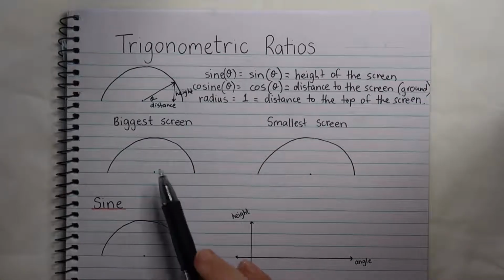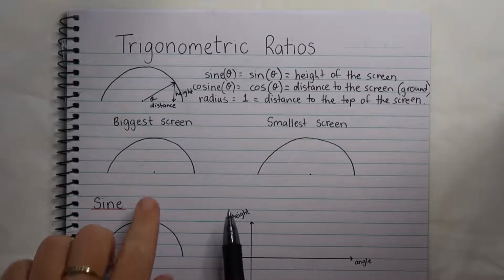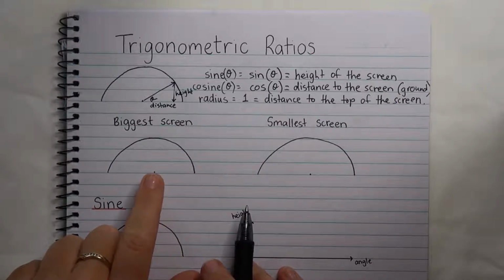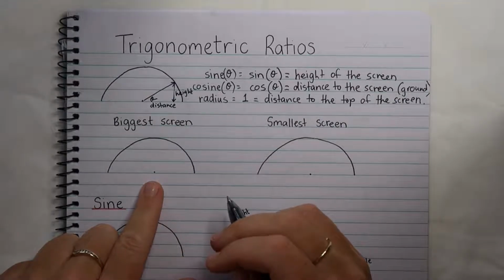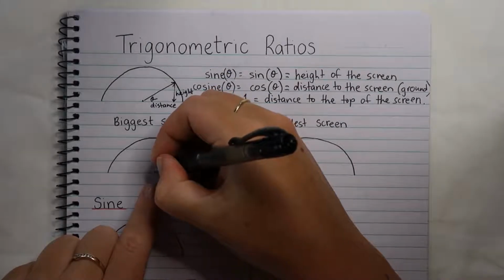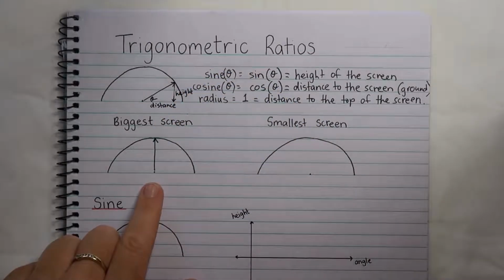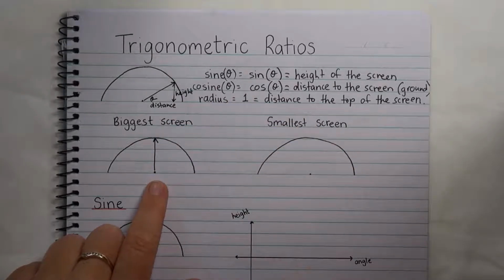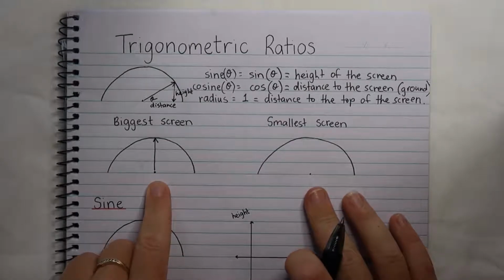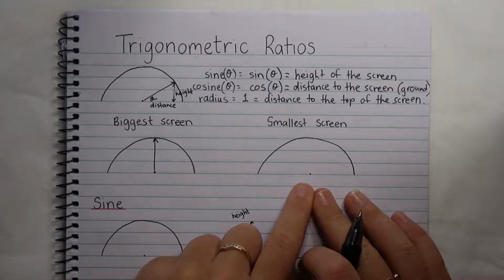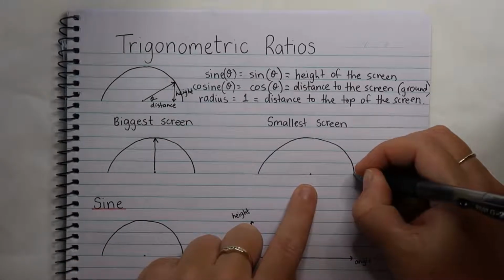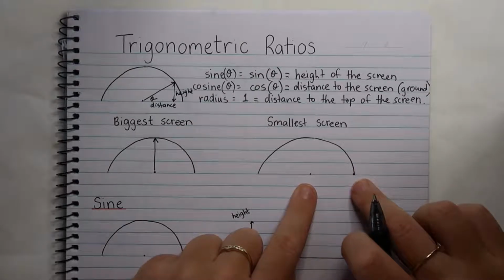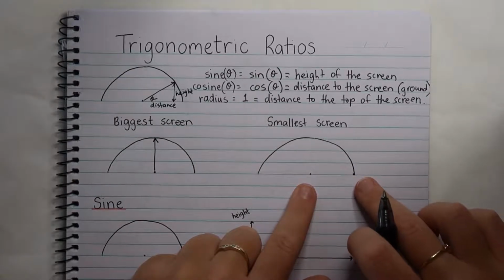So say you want the biggest screen possible. Say you're standing in the middle of our dome and you want the biggest screen possible. You're going to point straight up. So here you have the biggest screen possible, but it's right on top of you because you're in the middle. Say you want to have the smallest screen possible when you're in the middle. You'd point over to the edge. So here we wouldn't even have a height of the screen, but that's the smallest screen possible.